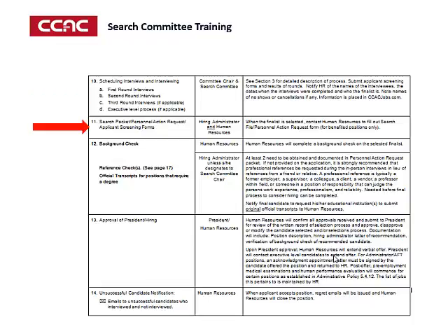Responsibility number 11. The search packet, personnel action request, applicant screening forms. When the finalist is selected, contact HR to fill out the search file personnel action request form, which is for benefit positions only. These forms are included in the hiring guidelines packet. However, they're included for informational purposes only, to show the information that HR needs.